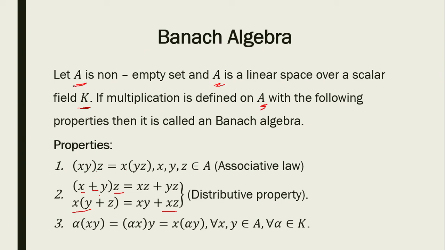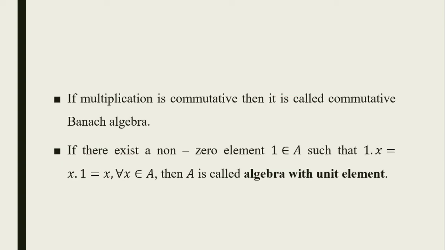In this definition, A is non-empty, A is a linear space over scalar field K, and the multiplication defined on A satisfies these properties, then it is called a Banach algebra. If multiplication is commutative, then it is called a commutative Banach algebra. If there exists a non-zero element 1 belongs to A such that 1 into x is equal to x into 1 is equal to x for every x belongs to A, then A is called an algebra with unit element.